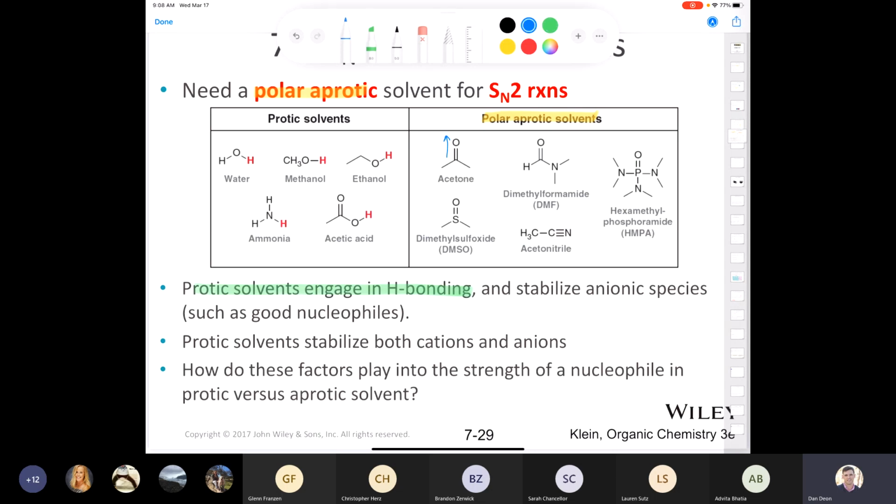Now you notice that over here on the protic solvent side, each one of those solvents, whether it's water, methanol, ethanol, acetic acid, or ammonia, they all have a bond between hydrogen and either oxygen or nitrogen, right? So all of those solvents are capable of hydrogen bonding. So if you see a solvent that can hydrogen bond, we call that a protic solvent. All of these solvents are polar too, but a polar aprotic solvent, all of these solvents have dipoles in them, right? So we have acetone, which I'm sure you've heard of a little bit.